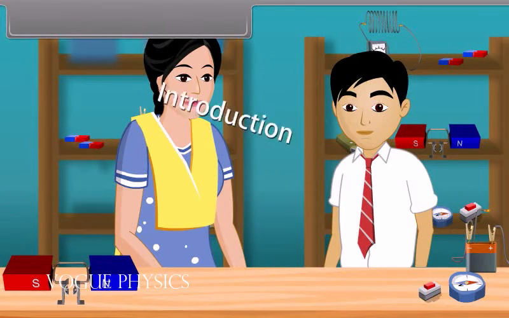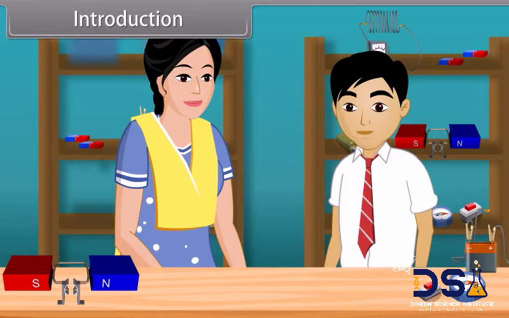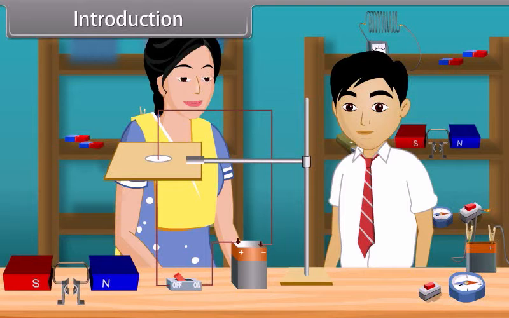Introduction. Today, our physics teacher is going to perform an experiment in the physics lab. She starts the experiment in front of the students. She took a cardboard having a hole at the center. She made an electronic circuit and passed the wire through that hole. Then, she sprinkles the iron dust on the cardboard uniformly.